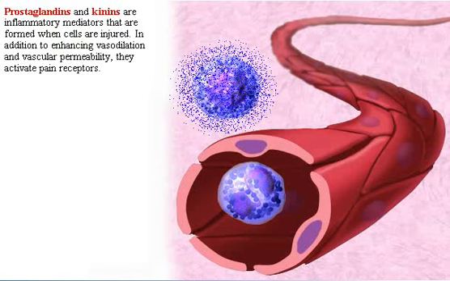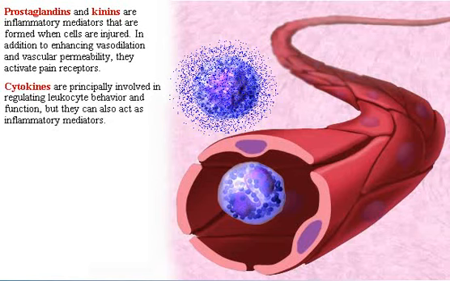Prostaglandins and kinins are inflammatory mediators that are formed when cells are injured. In addition to enhancing vasodilation and vascular permeability, they activate pain receptors. Cytokines are principally involved in regulating leukocyte behavior and function, but they can also act as inflammatory mediators.